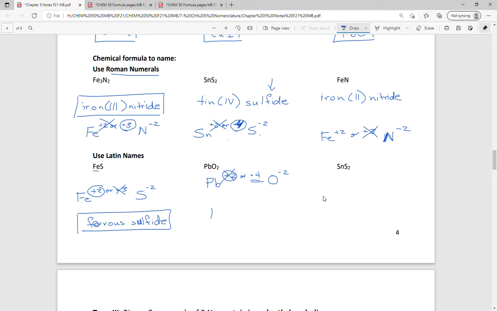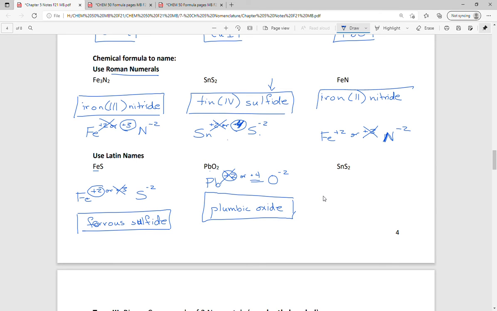Plumbic oxide, which is sort of a weird word, but hopefully we're unraveling the mysteries behind this Latin naming system. It is an older system. The Stock naming system is usually a lot more common these days, but I think it is worthwhile just for your literacy in nomenclature to figure this out.